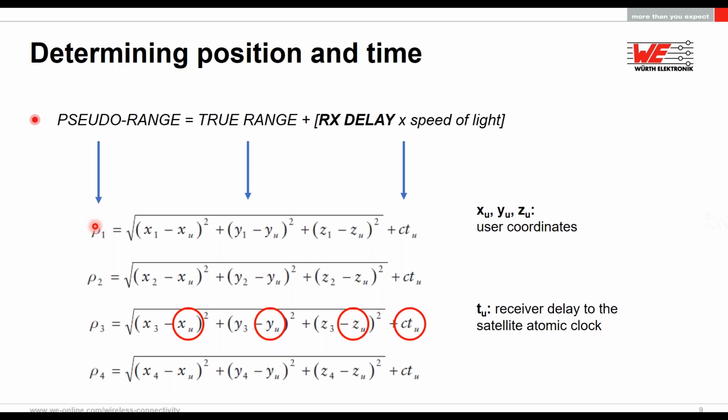That means with at least 4 equations, so 4 tracked satellite signals, we are able to determine position and to synchronize on time. Why are we also synchronizing on time? Because we are calculating an offset to a very precise satellite clock. And this is why GNSS is used not only for location, so for localization, but also for time synchronization.